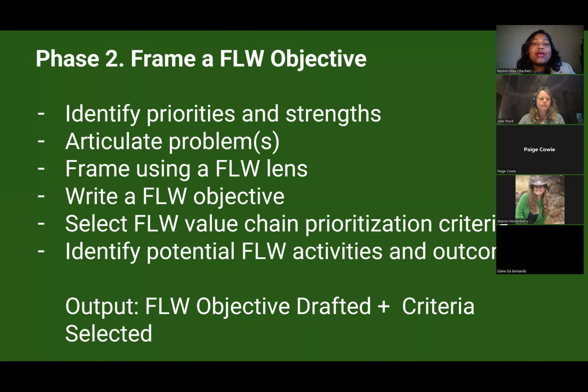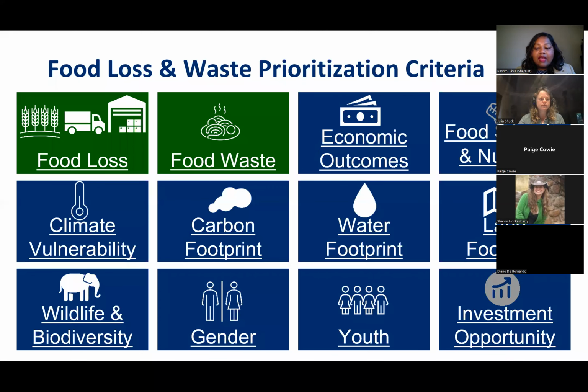Phase two is to frame the food loss and waste objective. And that's done in a workshop. And once you've framed the objectives, we go into selecting the prioritization criteria. So this is the same as from the original guide. We've laid out 12 different criteria. These are the ones that were most relevant to food loss and waste. But as we've done the pilots, we've seen that organizations do come up with their own criteria as well. So it's totally flexible and open to that.